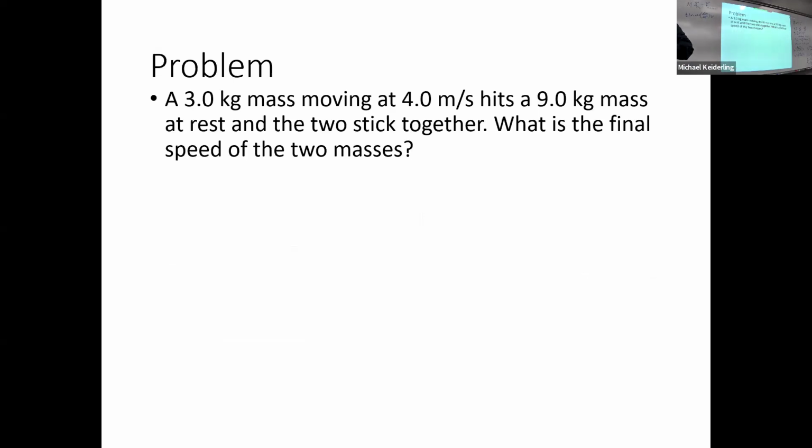So if you have a 3 kilogram mass moving at 4 meters per second, and it hits a 9 kilogram mass at rest, and the two stick together, what is the final speed of the two masses? So this is a completely inelastic collision. They stick together, so their final velocity will be the same. So you can just do this with conservation of momentum.